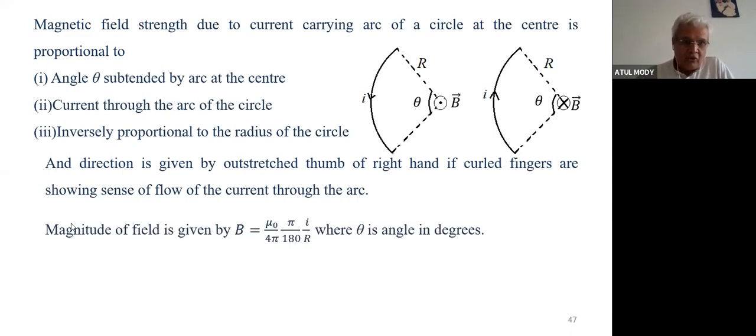All right. So the magnitude of the magnetic field will be given by this. I'm sorry, there is a mistake. There should have been theta somewhere here. Okay, it says where theta is the angle in degrees. It should be proportional to theta. So I should put theta somewhere.